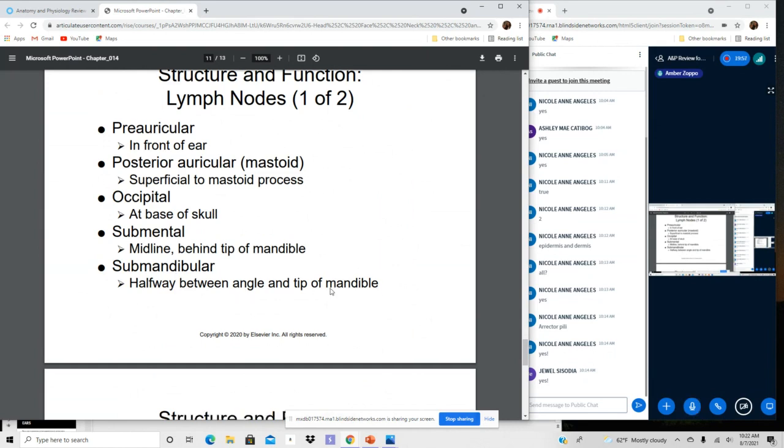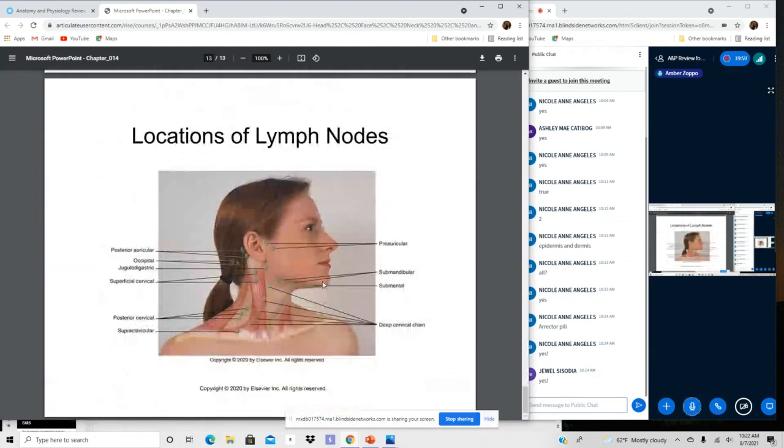Okay, so let's look at this picture so we can identify these different ones. The occipital here at the base of the skull, preauricular in front of the ear, posterior auricular behind the ear, submandibular beneath the mandible, right? This is the mandibular bone. So sub means below, so below the mandible, and submental. Okay, so the submental is a little bit before the submandibular.